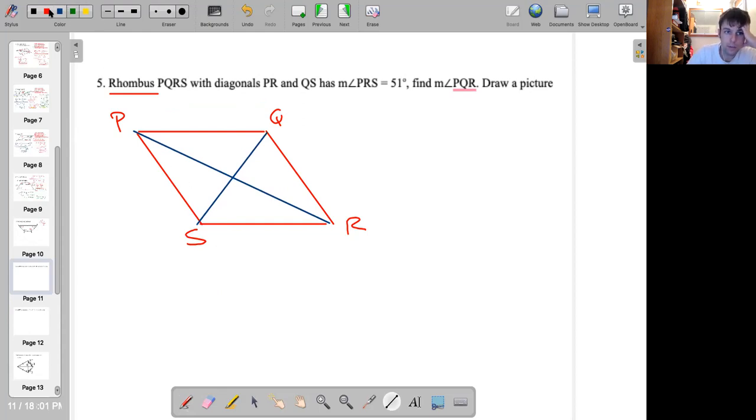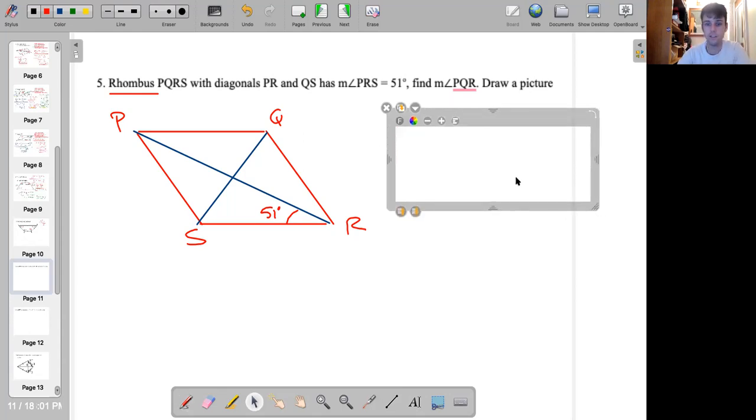Let's take the rest of this information here and mark it up. Measure of angle PRS is 51. So PRS, that's this angle right here, and this is 51 degrees. So there are a few properties of rhombuses that we need to keep in mind as we're working on this particular problem and probably a couple others. So let's go ahead and enumerate those right here.